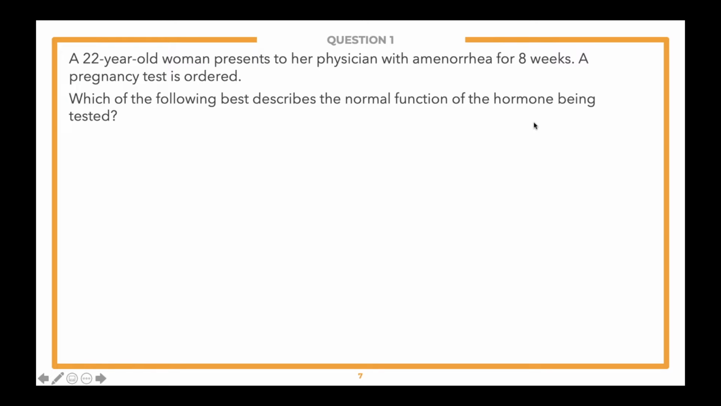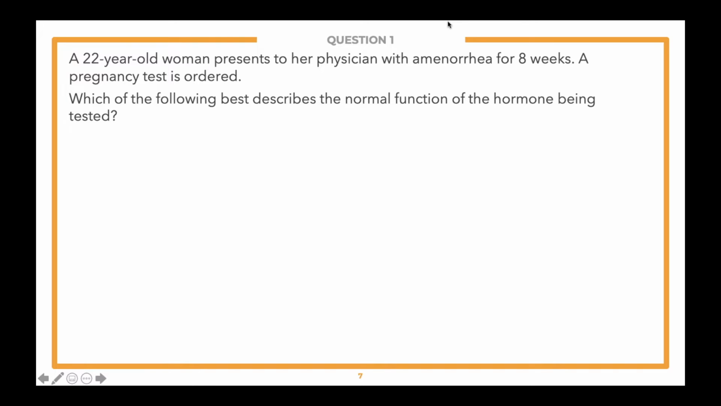Let's go ahead and read that vignette. A 22-year-old woman presents to her physician with amenorrhea for 8 weeks. A pregnancy test is ordered. Which of the following best describes the normal function of the hormone being tested? And with that, I'll hand it off to Paris.